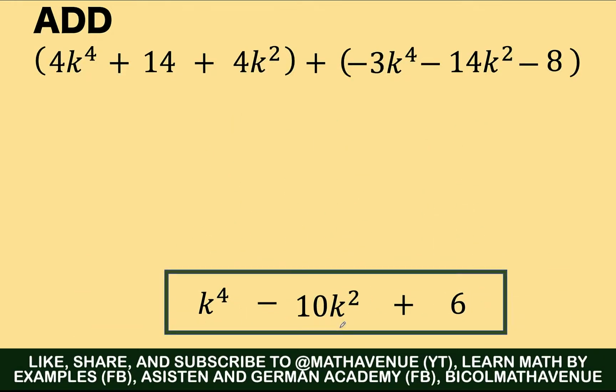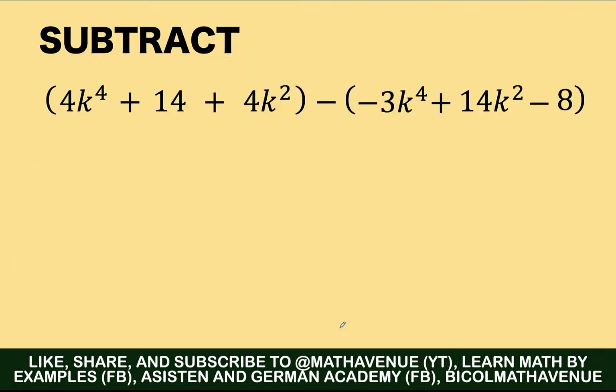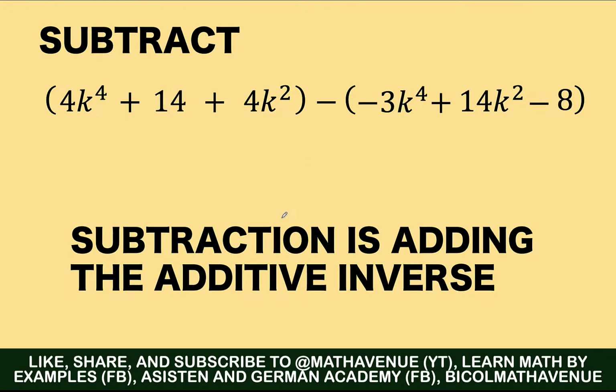Let's have another example. Let's say we have subtraction. 4k to the fourth plus 14 plus 4k squared minus negative 3k to the fourth plus 14k squared minus 8. Now, when this is subtraction, we do not invent another rule. Still, the rule is only like terms can be added or subtracted. There is only an additional step that you are going to perform. And that additional step is to convert this problem into addition, because by definition, we know that subtraction is just the addition of the additive inverse.